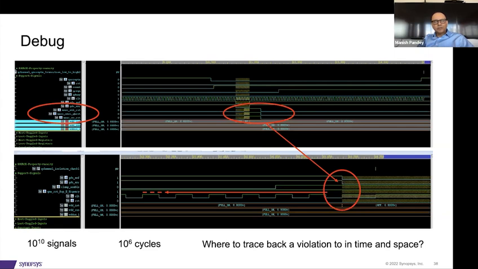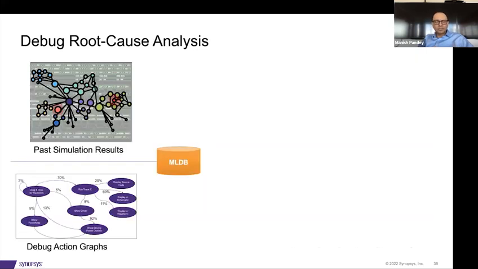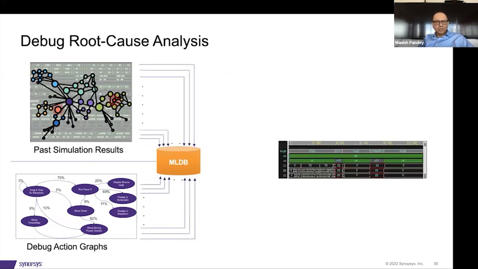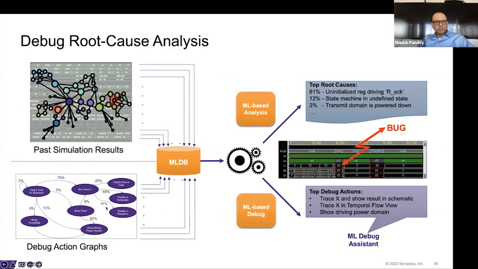And again, we have applied machine learning techniques to this problem. And I think that using debug root cause analysis, we can do this very efficiently. By looking at past verification and simulation results, and at debug action graphs, we can do ML-based analysis. It's a combination of unsupervised and supervised learning. We can find out what the top root causes are, where they lie in the design, which time window they are in, and where the bug lies using our ML debug assistant. This speeds up the debug process considerably and helps the user trace back and find out what the issue is, even for bugs that we discover.